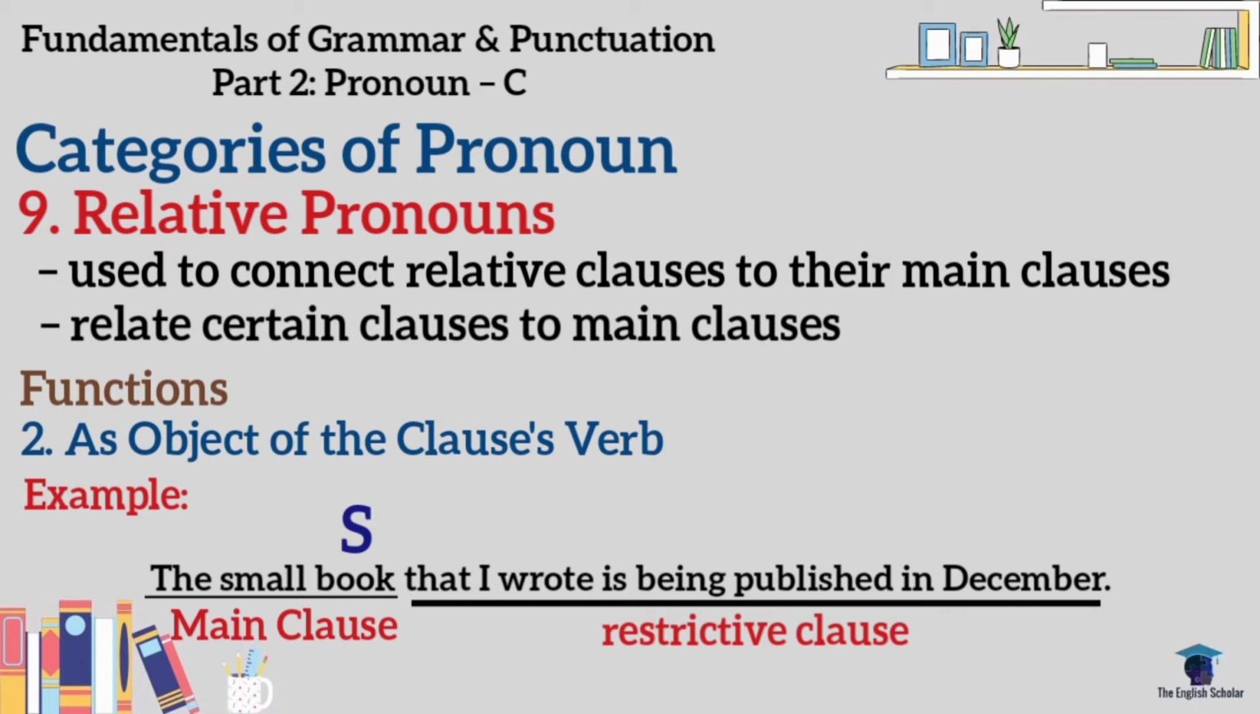In the restrictive clause, that is our relative pronoun, and it is our object too. Why? Because it is the receiver of my action which is wrote. It is not the book that wrote, it was me, so I am the subject, not the book. So the book is our subject, and the relative pronoun that replaced it, which is that, is our object in the restrictive clause.